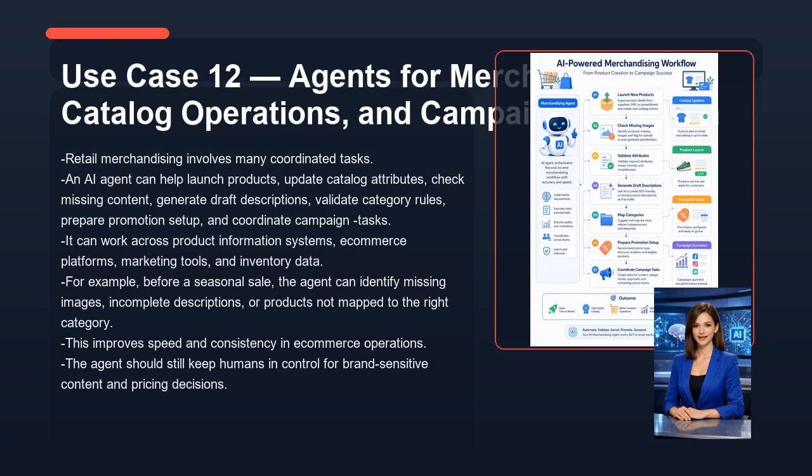Now let's look at use case 12, agents for merchandising, catalog operations, and campaign execution. Retail merchandising involves many coordinated tasks. An AI agent can help launch products, update catalog attributes, check missing content, generate draft descriptions, validate category rules, prepare promotion setup, and coordinate campaign tasks. It can work across product information systems, e-commerce platforms, marketing tools, and inventory data. For example, before a seasonal sale, the agent can identify missing images, incomplete descriptions, or products not mapped to the right category. This improves speed and consistency in e-commerce operations. The agent should still keep humans in control for brand-sensitive content and pricing decisions.